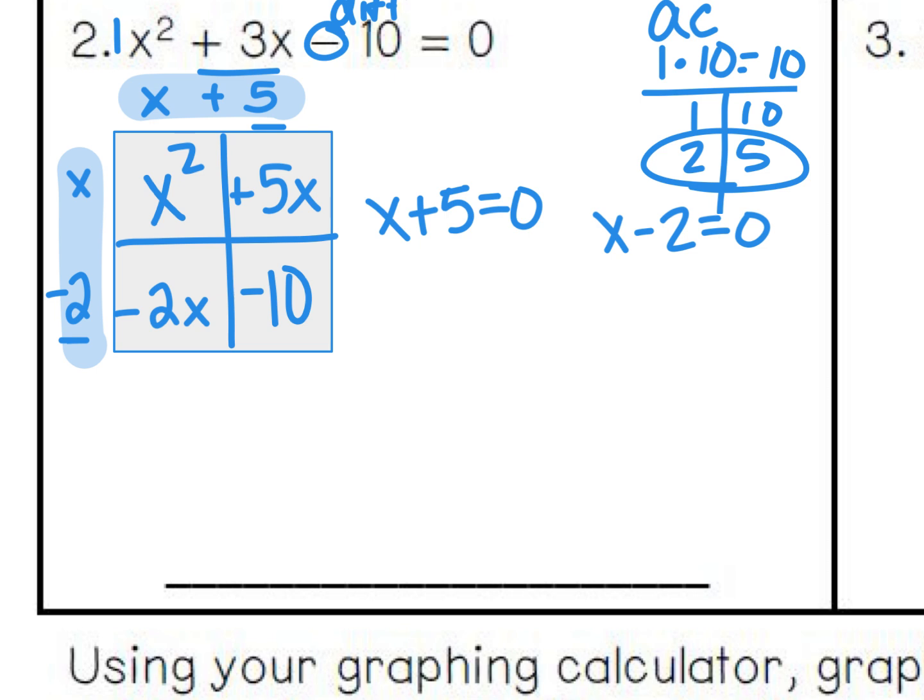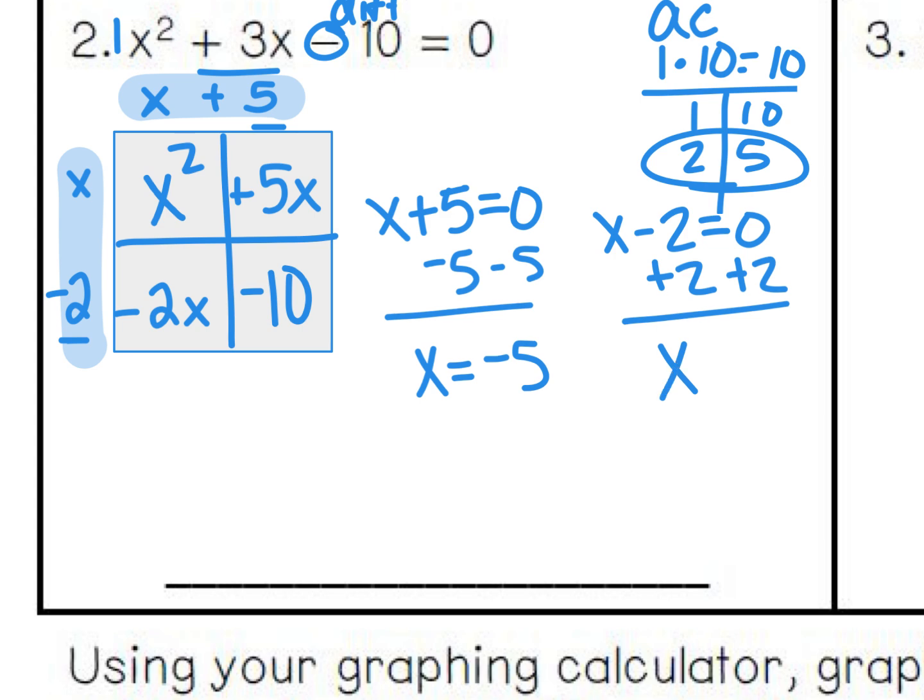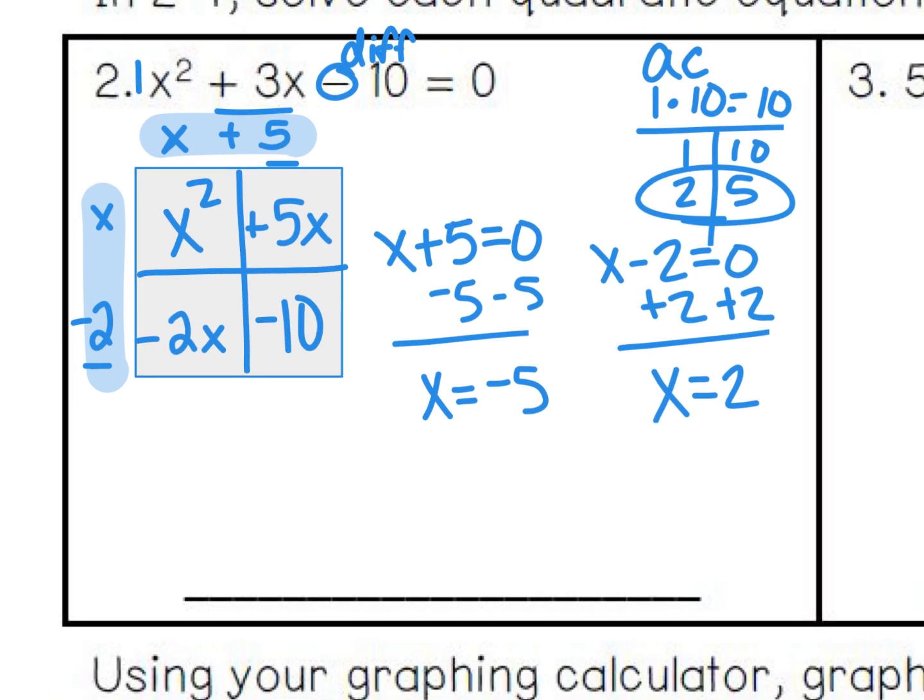Well, if I have x plus 5 equals 0, how do I get x by itself? What do I do? This is 6th grade. We're going to subtract the 5. So x equals negative 5. What about x minus 2? It's going to be a positive 2. So really all we're doing is changing the signs, right? So what this is saying, and we'll graph it to double check, is that if we were to graph x squared plus 3x minus 10, we would have a root at negative 5 and a root at positive 2.